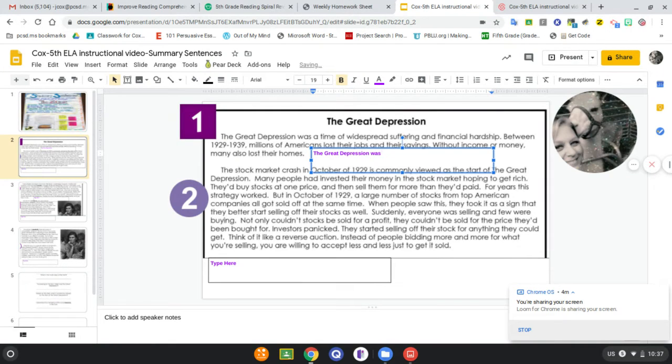was a devastating 10-year period that negatively impacted many Americans.